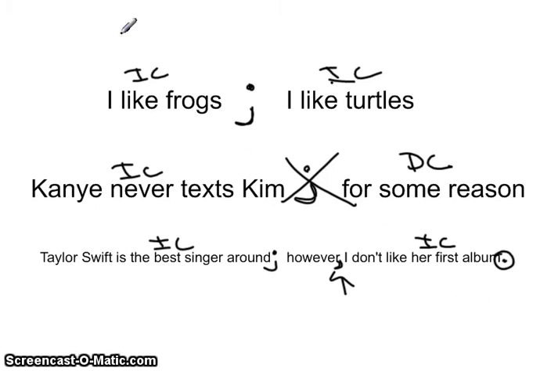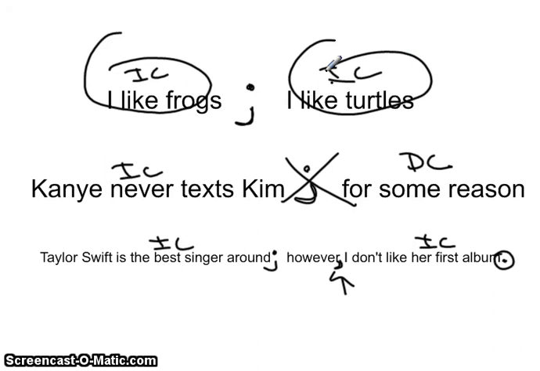So in review, if you have two independent clauses, you can combine them with the semicolon. And then if you put the word however right after that semicolon, you need another comma because it's a subordinating conjunction.